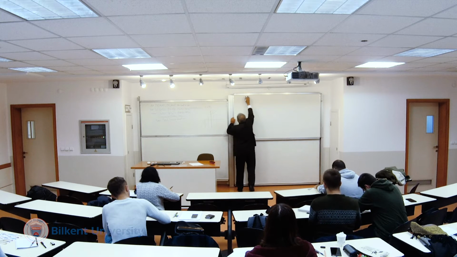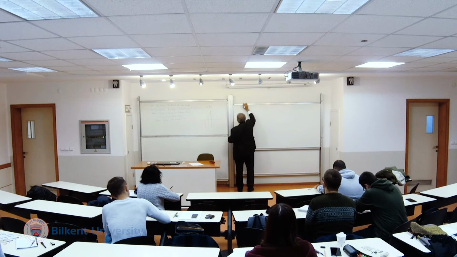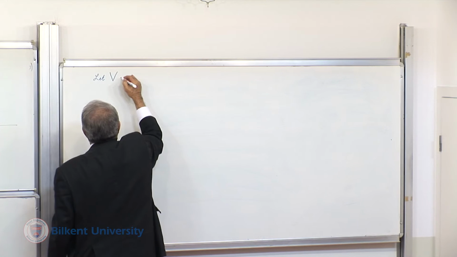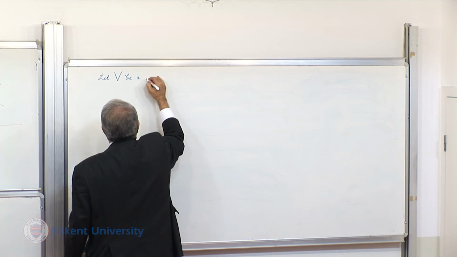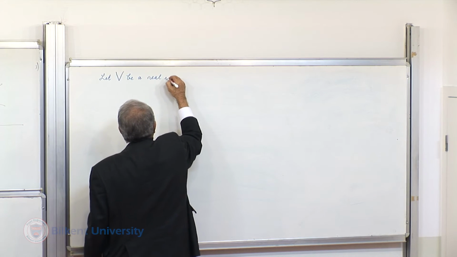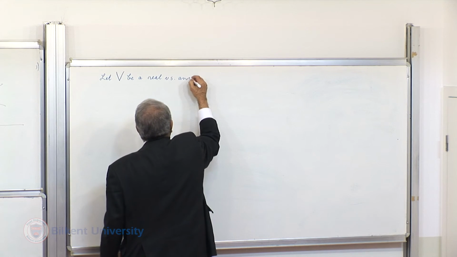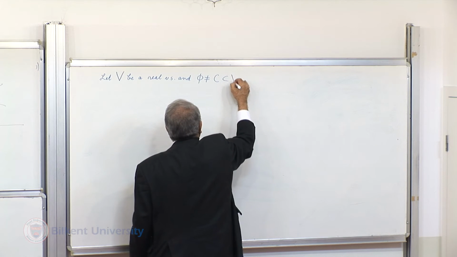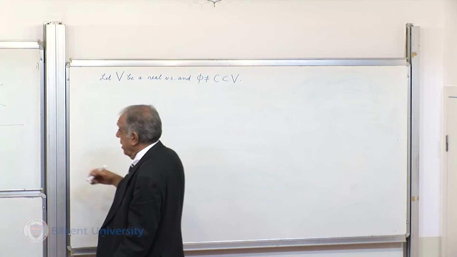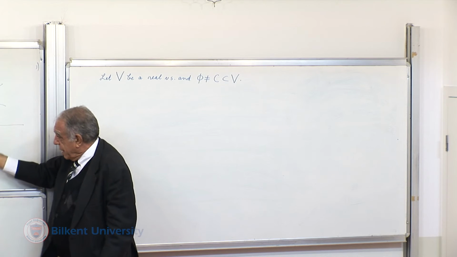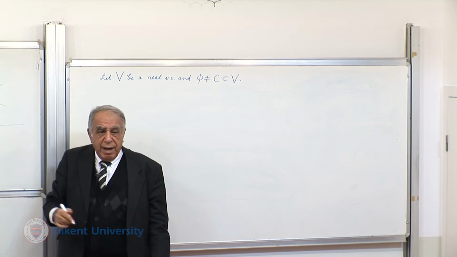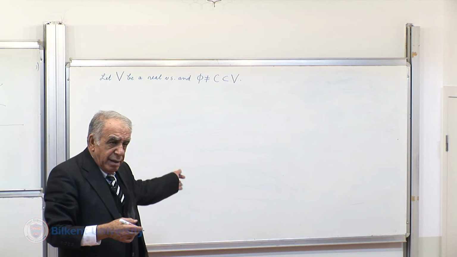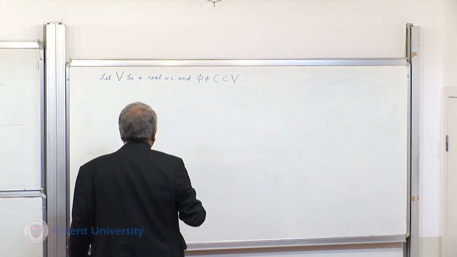Now, let V be a real vector space and C a non-empty subset of V. Now, to define the subgraph and the epigraph as we will refer to them, I don't need the convexity of the domain.